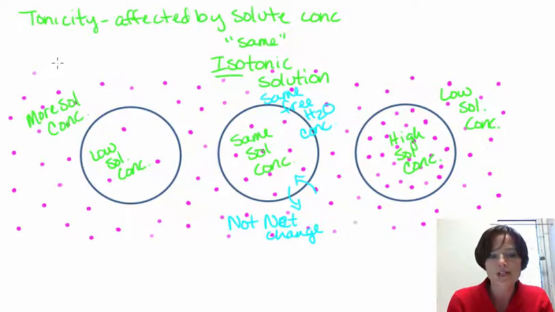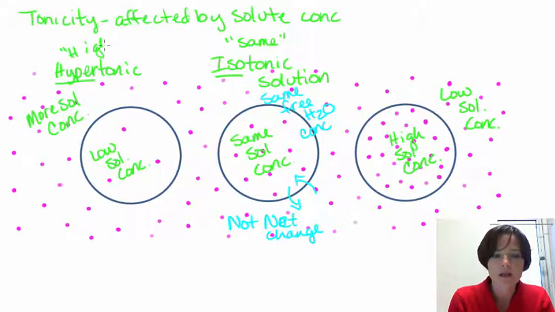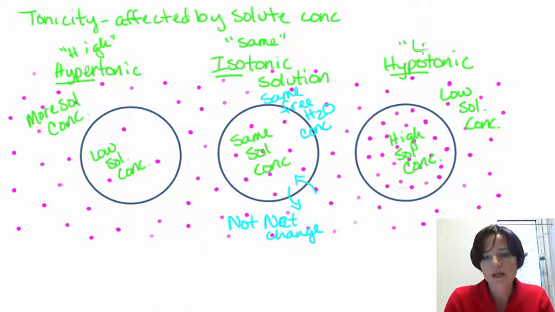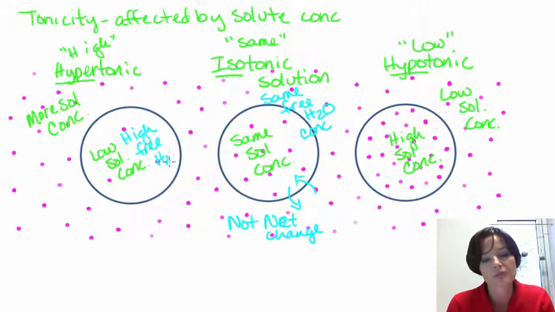If we use terminology for these other solutions, the tonicity refers to that surrounding solution. So this one over here, it's high on the outside, and we refer to that as hypertonic because hyper means high. And then this one over here is what we call hypotonic because hypo means low. Then if we look at the direction that the water is going to move, we have to consider that the water is going to be affected by the solute concentration. So it's an inverse relationship. Where you have a low solute concentration, we will have a higher free water concentration.